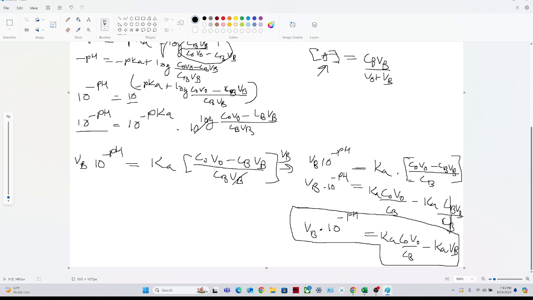But what do we have here? We have the volume of base that we have added multiplied by the molarity of H plus. Not moles, rather, but molarity of H plus. We have again volume of base. We have Ka, which is a constant value. We have C naught and V naught, which are constant values as well, because they're the initial concentration and the initial volume of our system. Cb, which is also a constant value, Ka here, which is constant, and Vb, which is variable. It changes because we're consistently adding Vb throughout our entire solution.